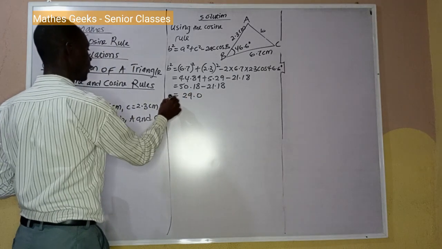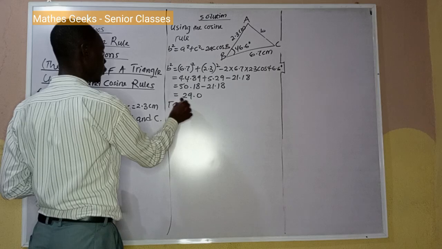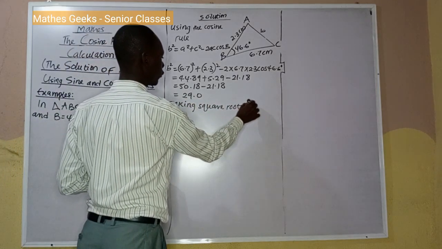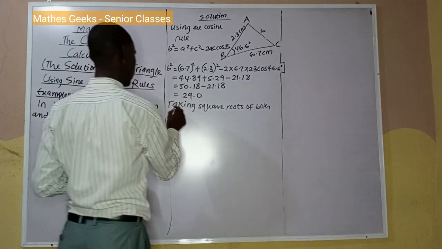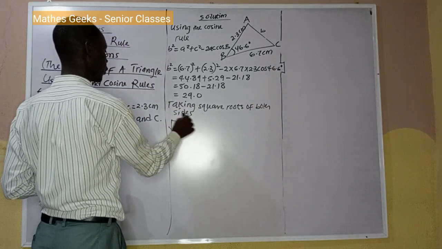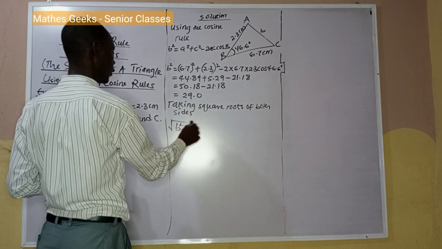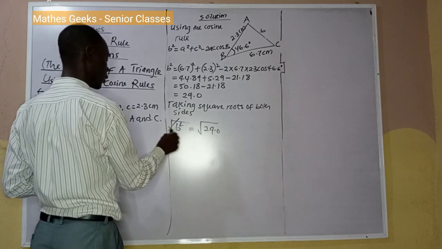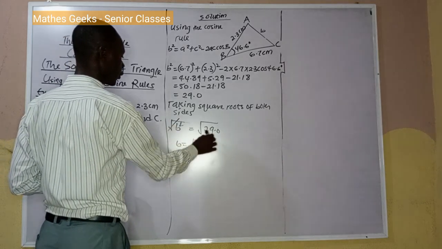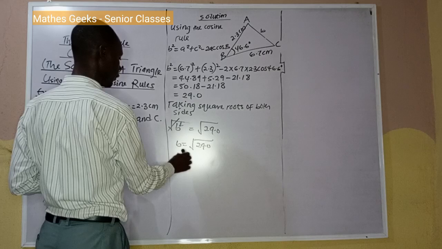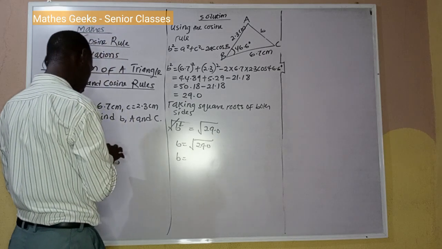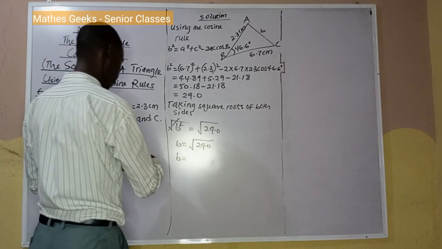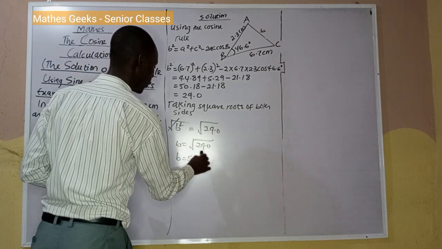So first, taking the square root of both sides, that gives us root B squared equals root 29.0. And this cancels the square sign. B is equal to the square root of 29.0. So B is equal to root 29, 5.385.